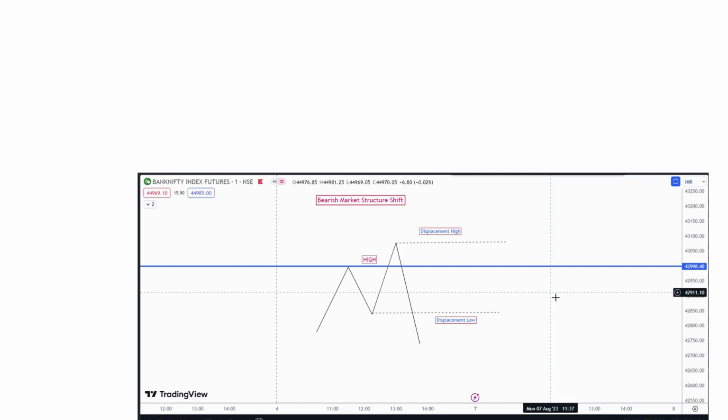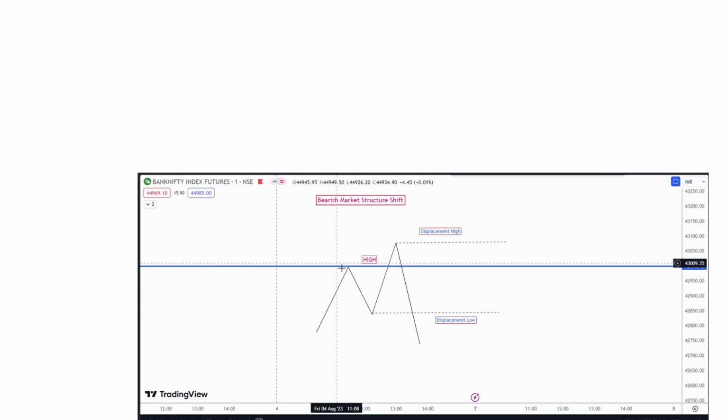Now the next question is, how do we identify where these fair value gaps will be formed? What we need to do is identify a bearish market shift structure, where the market is being shifted from bullish to bearish. Here on the chart I've drawn this blue line which is denoted with high. Again, as I said earlier, this is a high that you have marked on the chart. It could be any high that you consider as a level of seriousness.